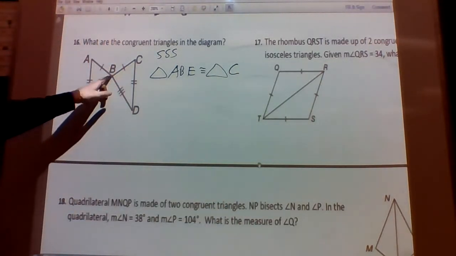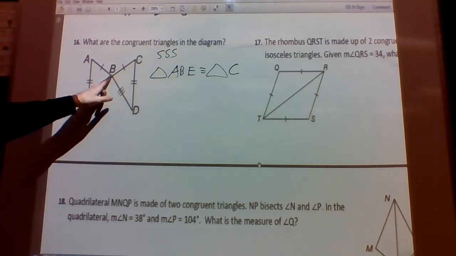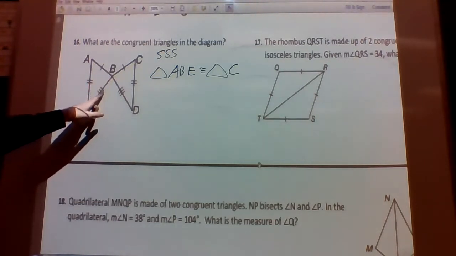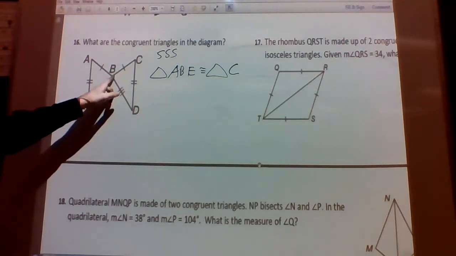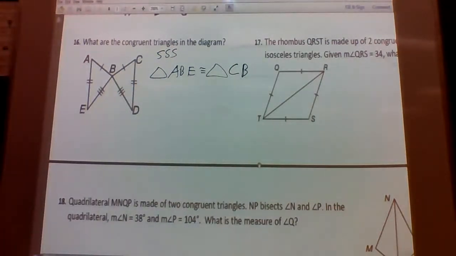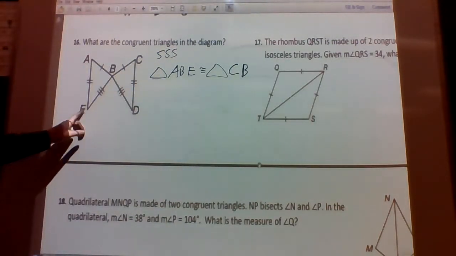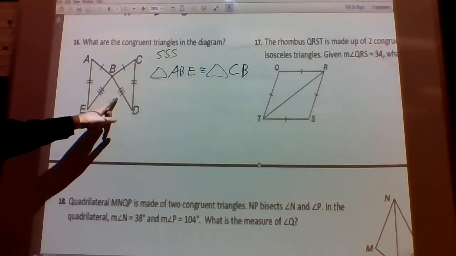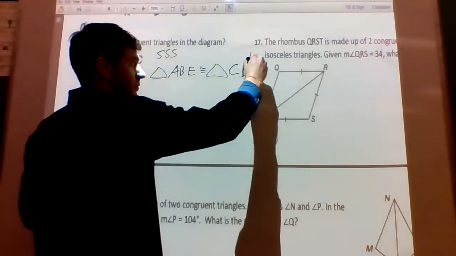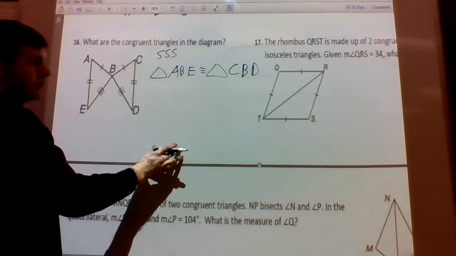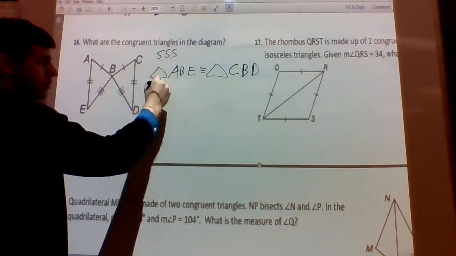B is the vertex here. So B is between the 1 hash mark and the 3rd hash mark. So between the 1 and the 3rd is going to also be B. So this one's also B. And then E is going to correspond with D. So E is between the 2 and the 3, so D is also going to be between the 2 and the 3. Again, you could have named this however you wanted. There's 6 different ways, so there's 5 other possibilities.